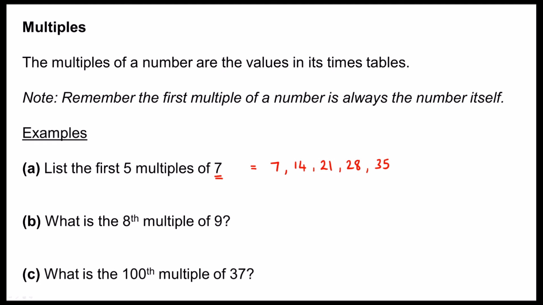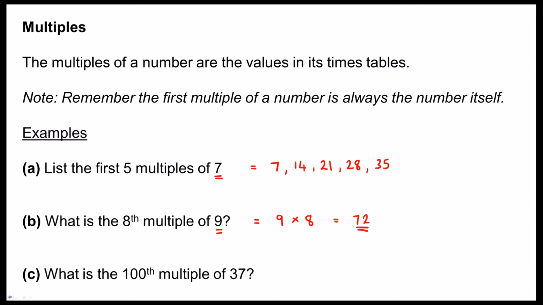In part B, it asks us for a specific multiple. So part B says, what is the 8th multiple of 9? Now, we could list our 9 times table until we get the 8th number, but there is a shortcut to this. Because we want the 8th multiple, we simply work out what 9 times by 8 is. 9 times 8 is 72, so I know that the 8th multiple of 9 is 72.